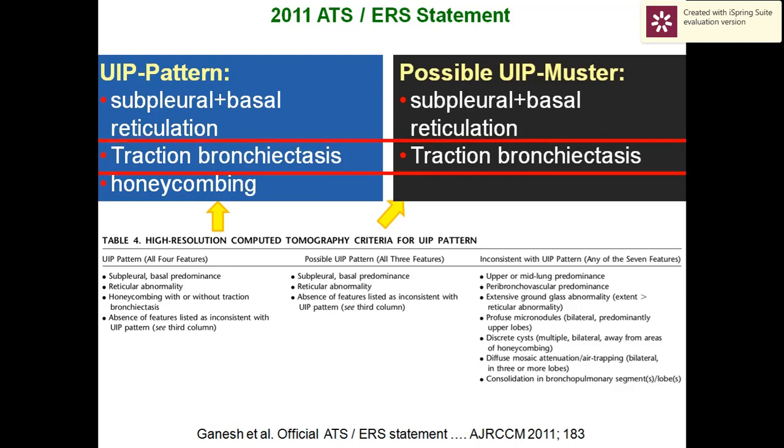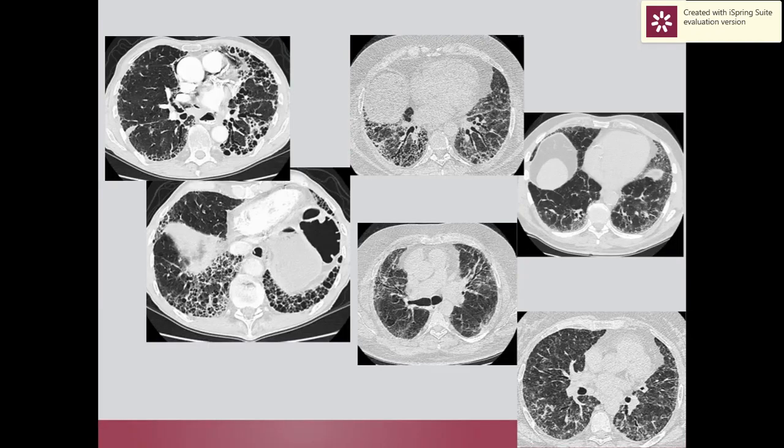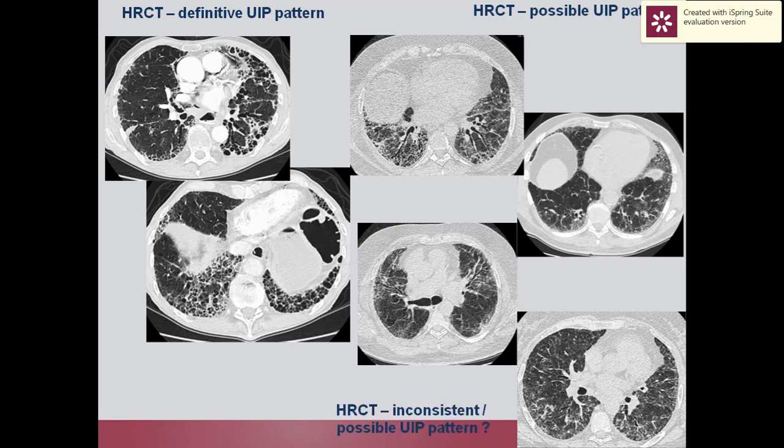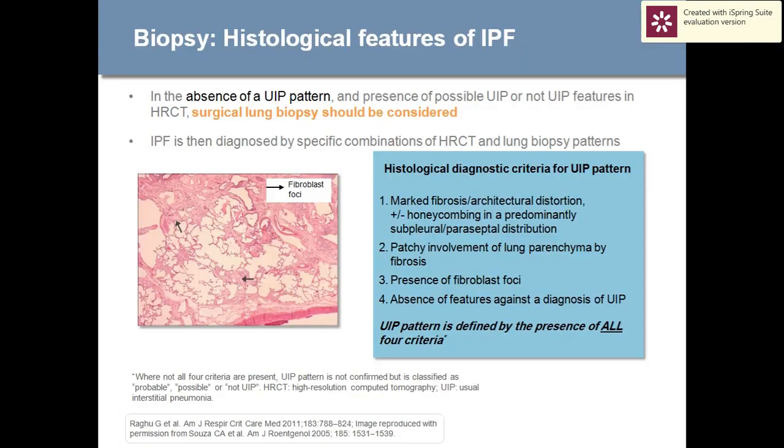The 2011 American Thoracic Society and European Respiratory Society statement: UIP pattern, no need for biopsy. Fibroblastic foci, and a surgical biopsy should be considered in the absence of the UIP pattern in high resolution CT scan.